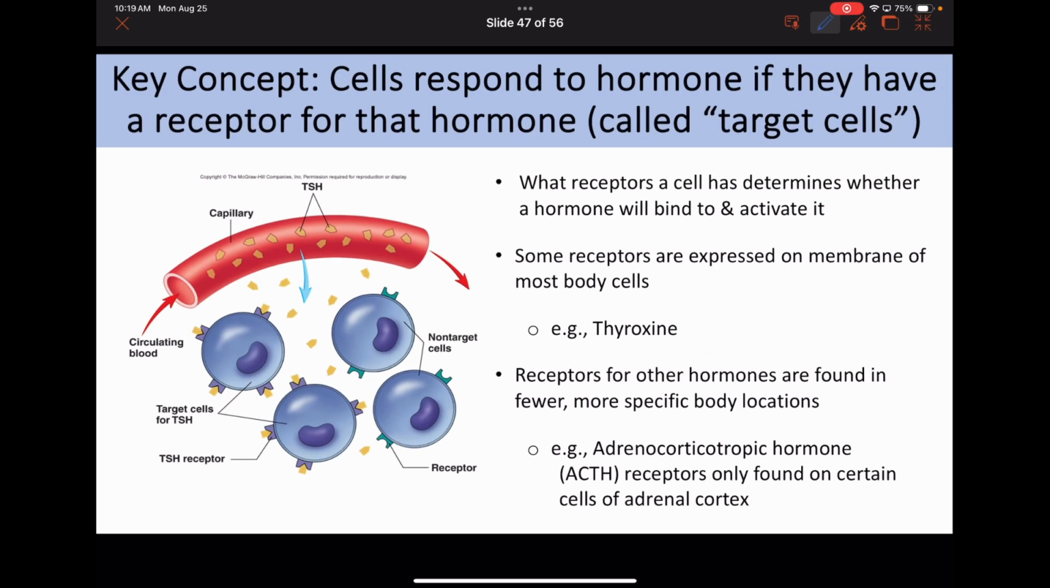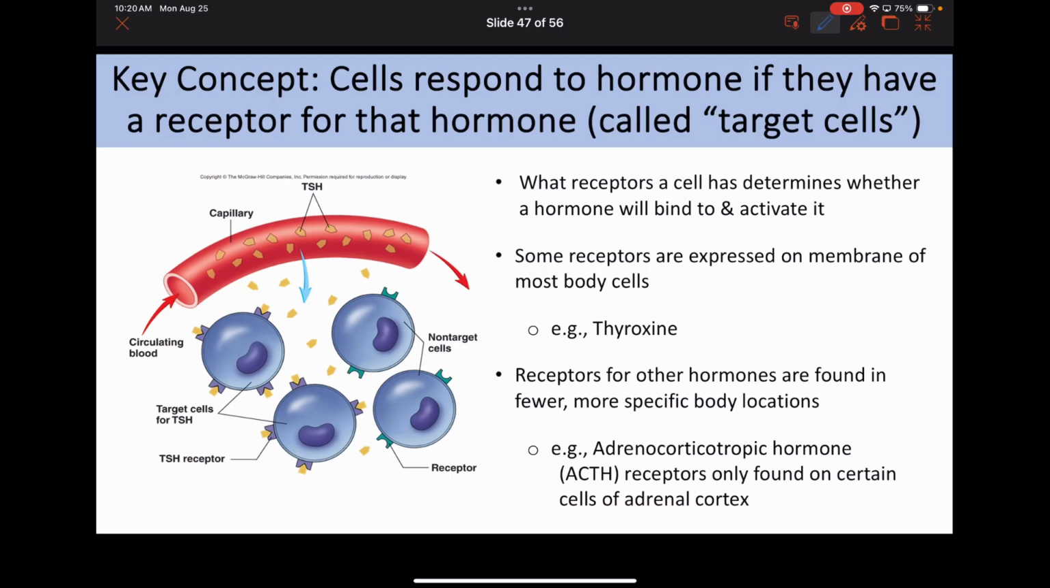So cells respond to a hormone if they have a receptor for that hormone. These are called target cells. So what receptors a cell has determines whether a hormone will bind to and activate it. Some receptors are expressed on the membrane of most body cells. So thyroxine, thyroid hormone, regulates your metabolism. All your cells have the ability to metabolize. So all of your cells will have receptors for thyroxine or thyroid hormone.